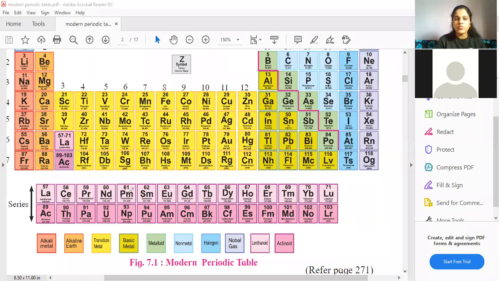Okay, so students, what you all can do is, these are the first 7 elements. You all can write the configuration for the first 7 elements of the lanthanoid series. Okay, fine. And then the first 7 elements of the actinoid series.